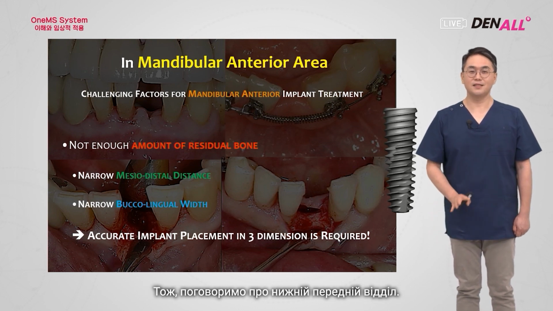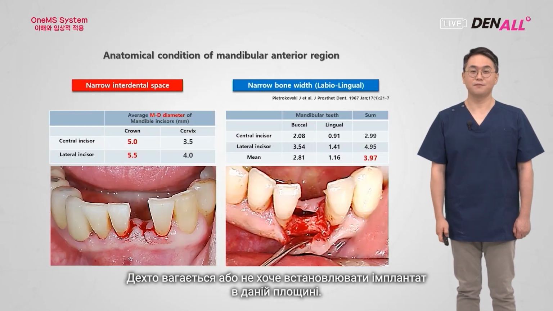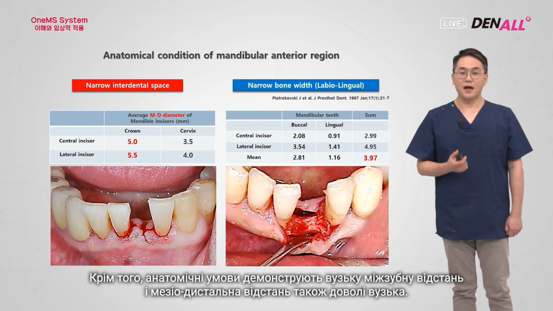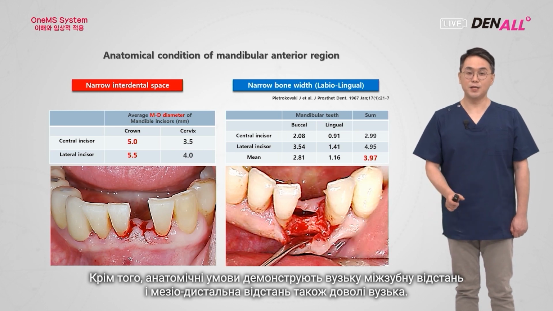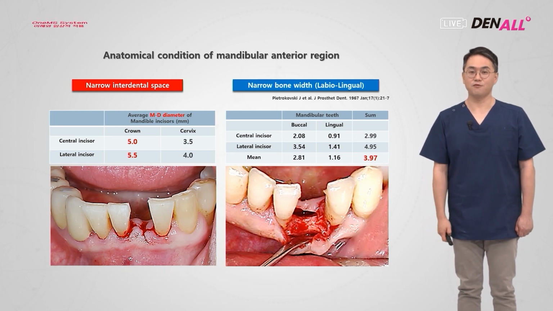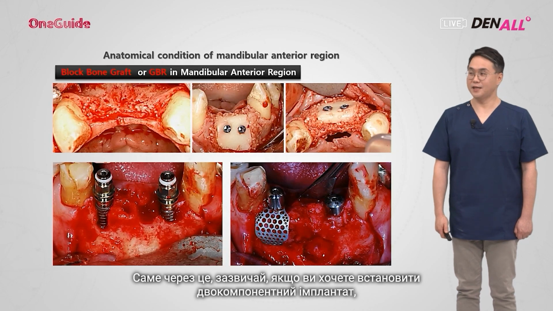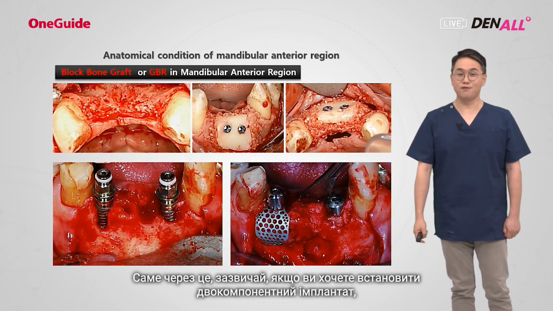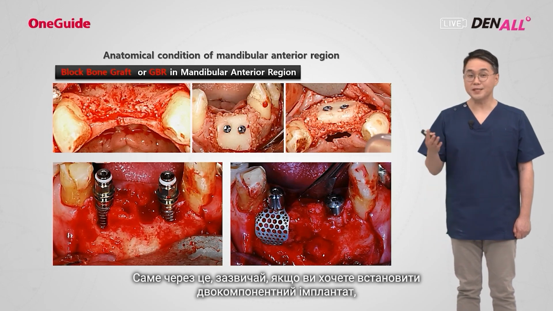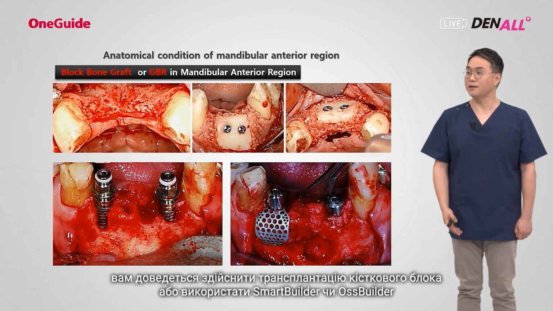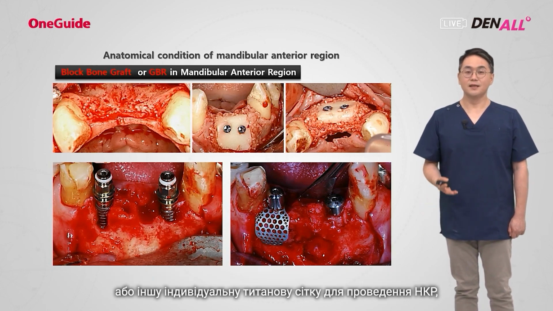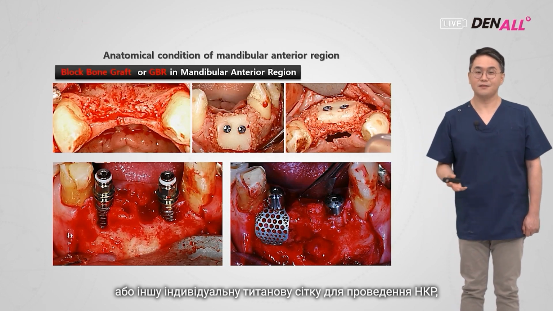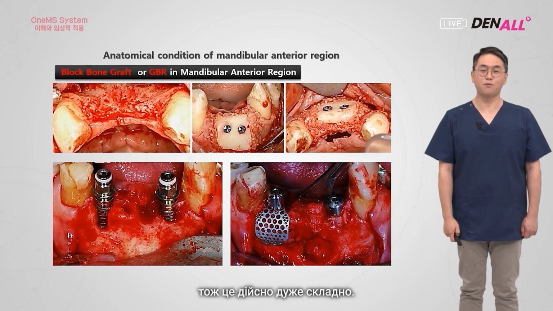So in the mandibular anterior area, some hesitate or do not want to place implants. The anatomical condition shows a narrow interdental space, and the mesiodistal distance is also very narrow. Because of that, typically, if you want to place a typical two-piece implant, you have to do a block bone graft, or Smart Builder or Osbuilder, and customized titanium mesh needs to be used for GBR. So it's really complicated.